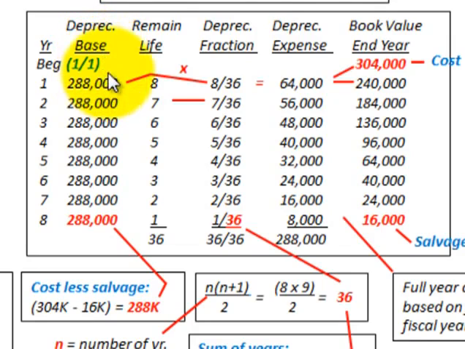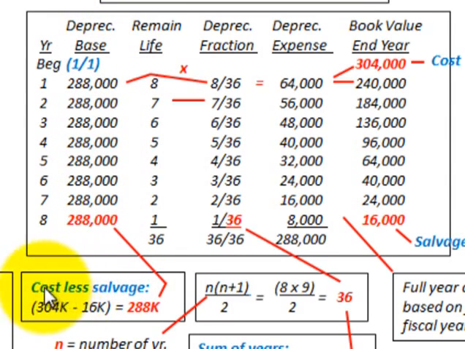We have to develop our depreciation chart. We've got our depreciation base, which is what we're going to be depreciating. Then we're going to have the remaining life and the depreciation fraction, which we have to develop. From that, we can determine our depreciation expense and our book value at the end of the year. So first, let's look at this depreciation base.